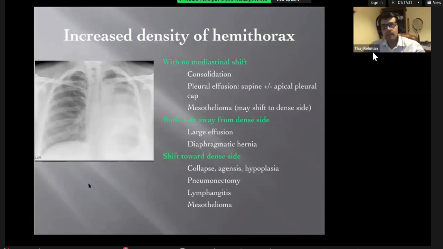It can be agenesis, hypoplasia, pneumonectomy, lymphangitis, mesothelioma, especially if there is volume loss. So when you find large density, don't panic, look for mediastinal shift. And if there is shift towards, most commonly it's collapse, which is the right diagnosis which you correctly made here.